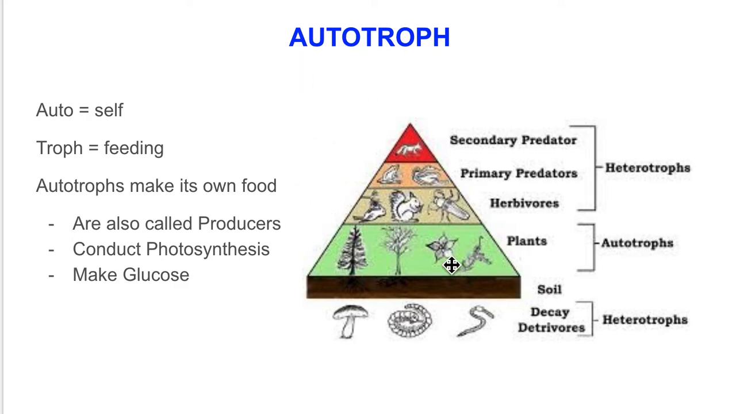They're also called producers. So you guys know this food pyramid here. Our plants or our producers, well, they are called autotrophs. And then the other things that eat are called heterotrophs. So remember that word hetero means other or opposite. So autotrophs make their own food, which means they do photosynthesis, which means they make glucose. Heterotrophs, on the other hand, have to eat to get that glucose.